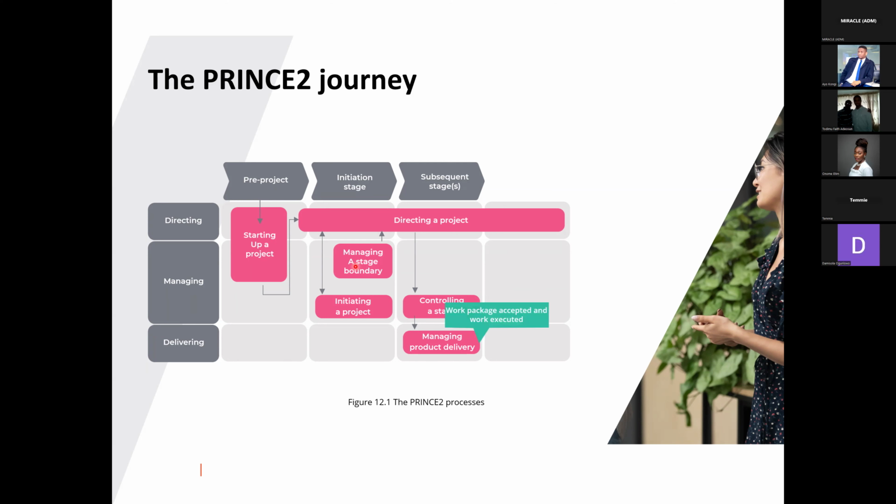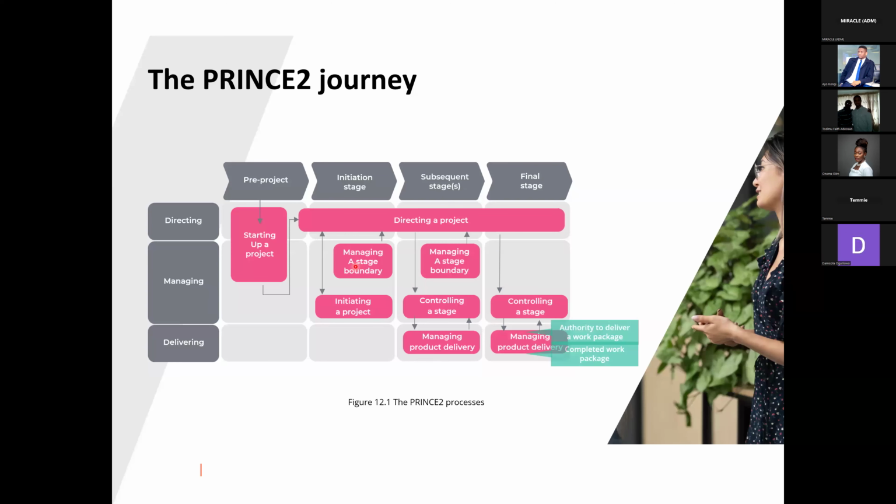Then we manage stage boundary. After that, we can manage the boundary if we have just 2 stages that we've put in our project, 3 stages, 4 stages, 5 stages, just keep repeating until the project is done and you can get your final authorization stage, and you can then close out your project.